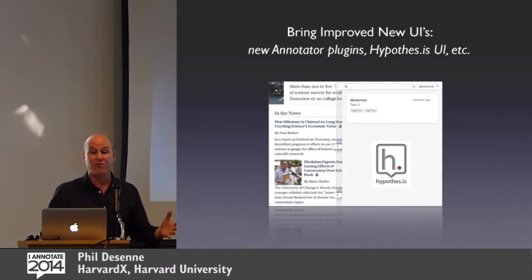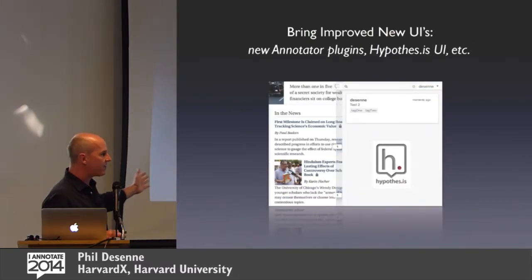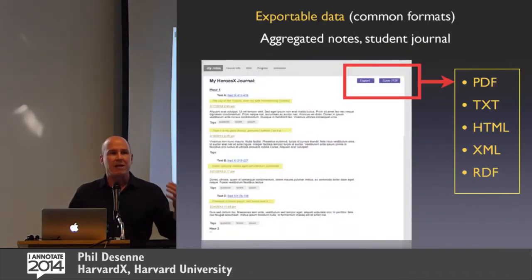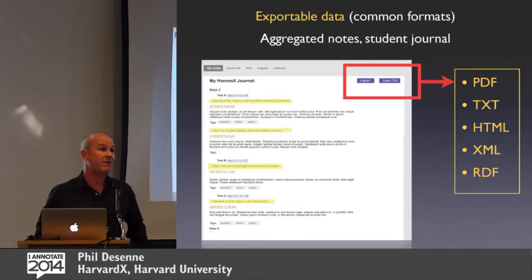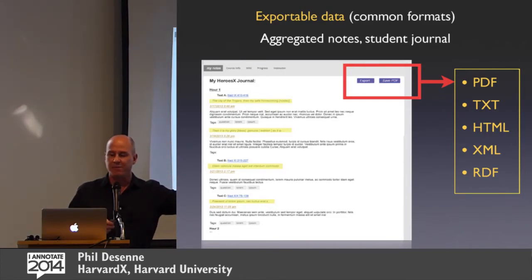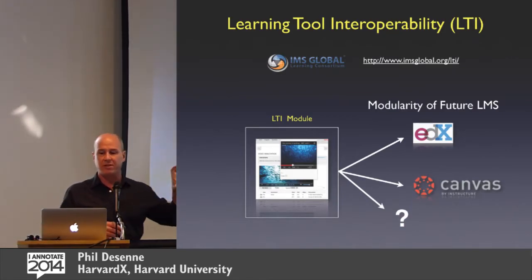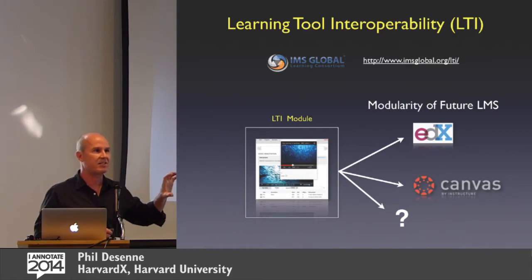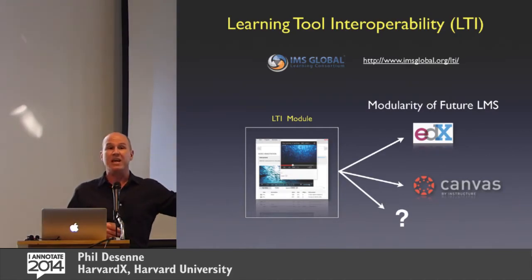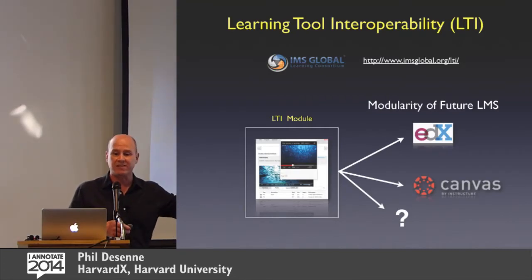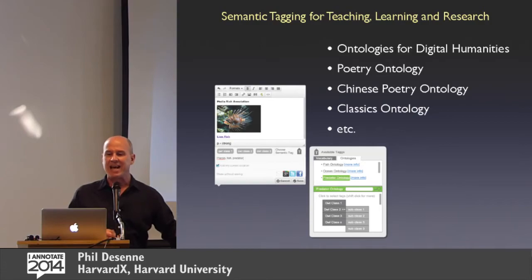We want to bring a new, improved UI, so thinking about the Hypothesis sidebar, where we can integrate a better user experience. Think about exporting data. Students should be able to carry their information with them in different formats, such as PDF or text, because they want to use it in a document they produce later on. We want to start thinking about learning tools interoperability, the famous LTI, to create modules that can plug into edX. Canvas now has LTI capabilities, but what are the future platforms that are going to be using this kind of technology?